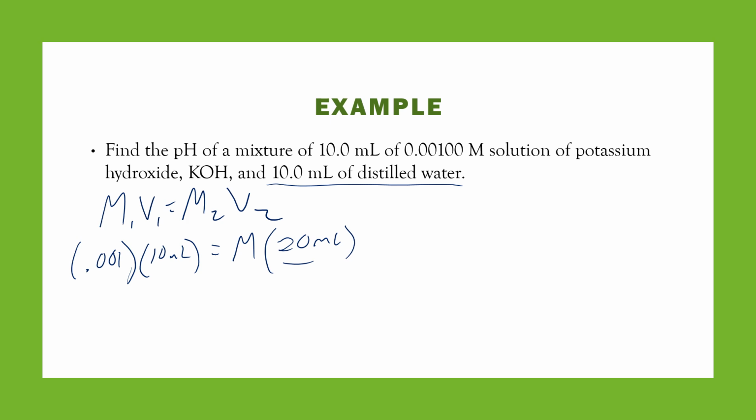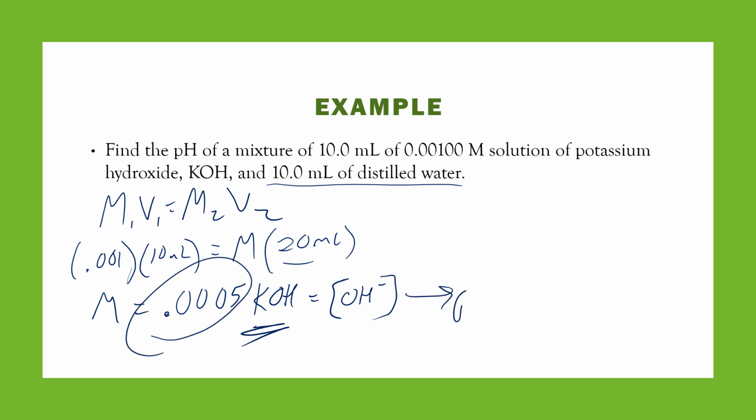So go ahead and multiply, divide, and you'll get that our new molarity is 0.0005 for the KOH, which is equal to the molarity of the hydroxide ion because KOH is a strong base, it completely ionizes. When I take the negative log of this number, I get that the pOH is equal to 3.301. I should be using proper sig figs here. There's 3, so this should have 2 zeros. So that way I wind up with my pOH.